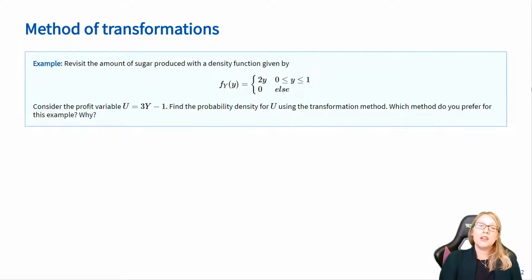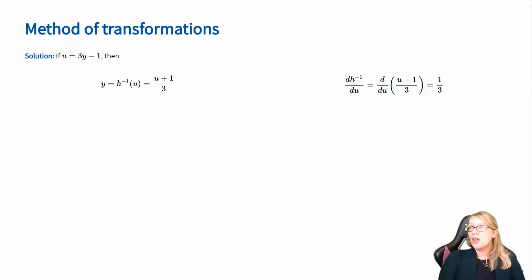So we have the amount of sugar that's produced, which has a density function given by 2y evaluated from 0 to 1, where y can range from 0 to 1. So we have a profit variable U is 3y minus 1. That is an increasing function, so we can use the transformation method. So we need the inverse function here first.